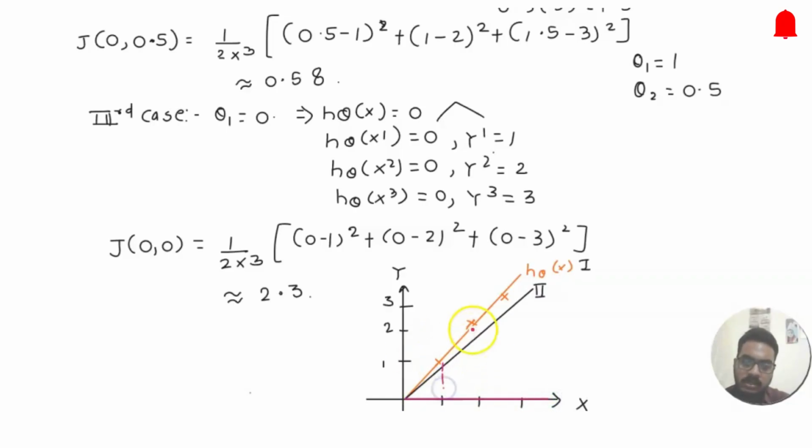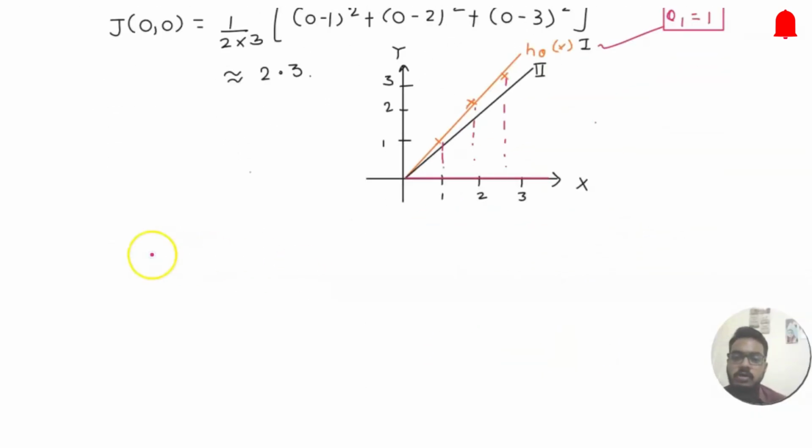And in that case, we are getting a larger distance as well. We can see that this distance between the predicted and the actual point is larger. So from this, we can conclude that the line we got in the theta 1 equal to 1 case is the best fit line, because the distance in that case is 0, which is the minimum.